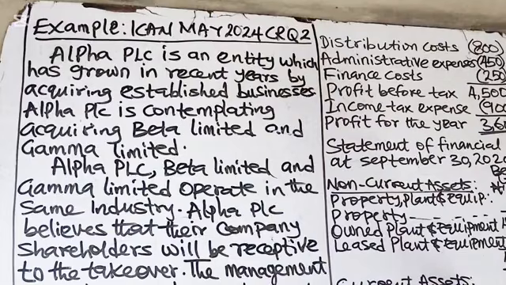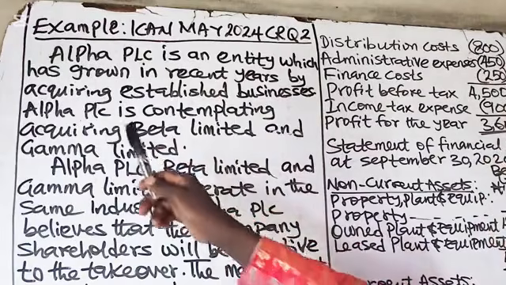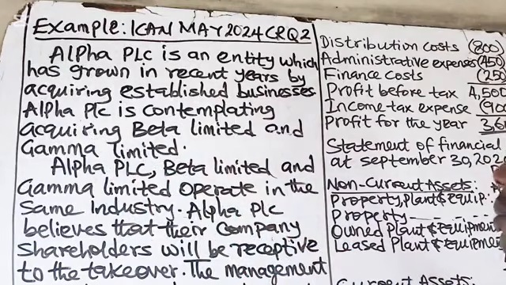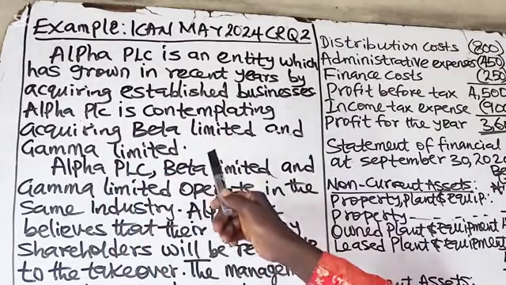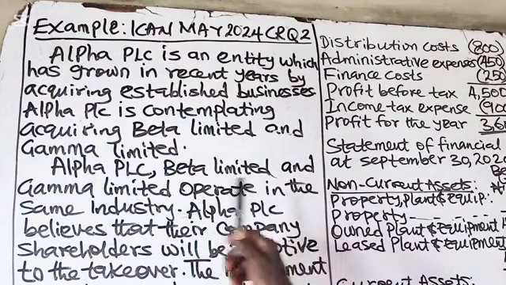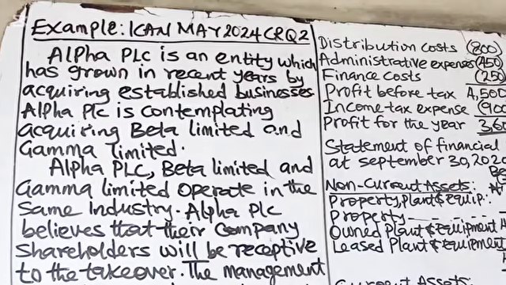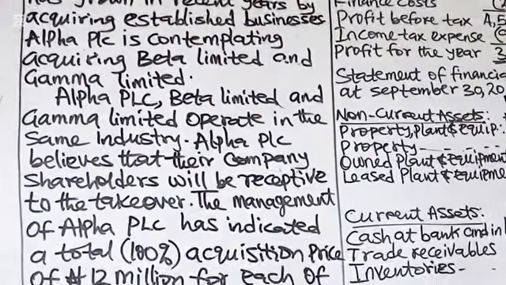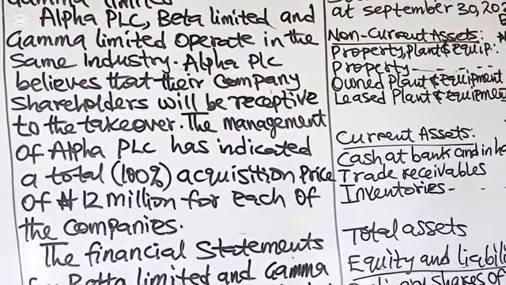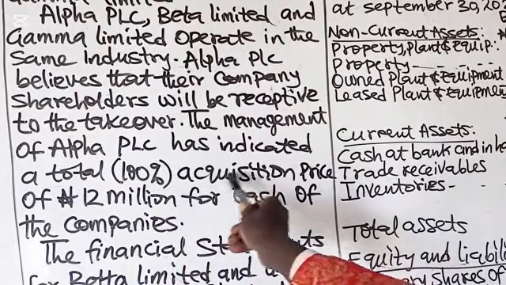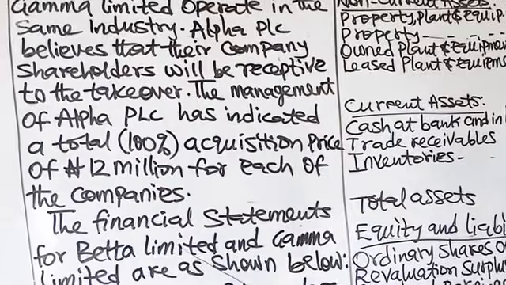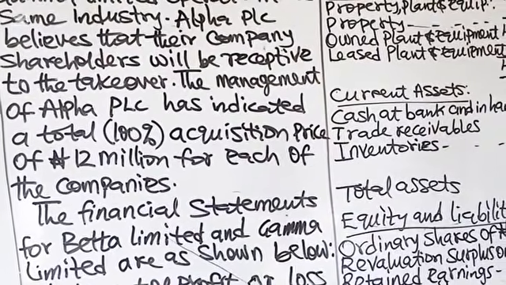Alpha PLC is an entity which has grown in recent years by acquiring established businesses. Alpha PLC is contemplating acquiring Beta Limited and Gamma Limited. Alpha PLC, Beta Limited and Gamma Limited operate in the same industry. Alpha PLC believes that their company shareholders will be receptive to the takeover. The management of Alpha PLC has indicated a total 100% acquisition price of 12 million naira for each of the companies.